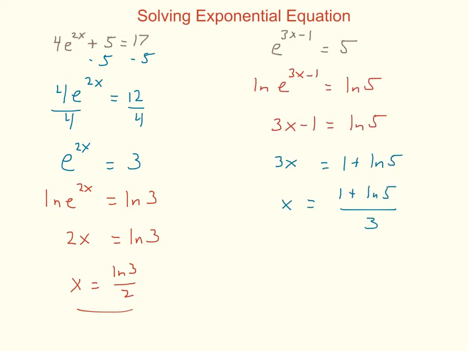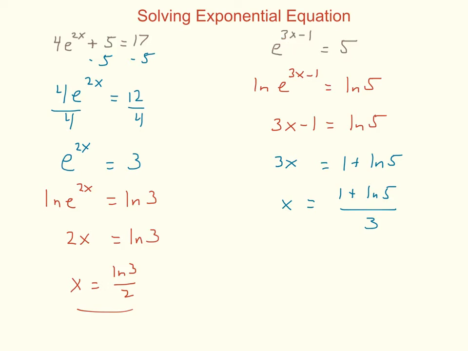Well, when you solve this second problem, you should have got that x was equal to 1 plus the natural log of 5 divided by 3. Let's see how we did this one. In this case, this one right here is already solved. The exponential is already by itself, where over here it wasn't. We had the 4 and the plus 5.